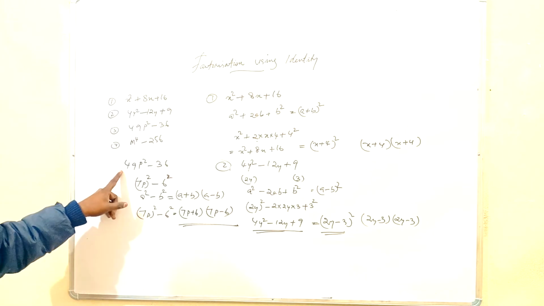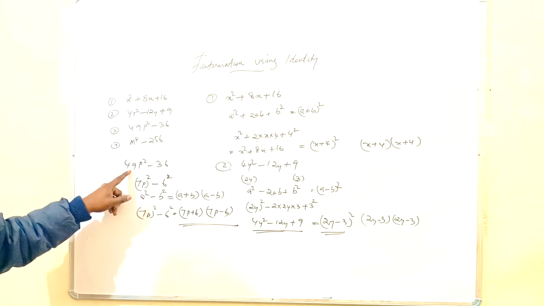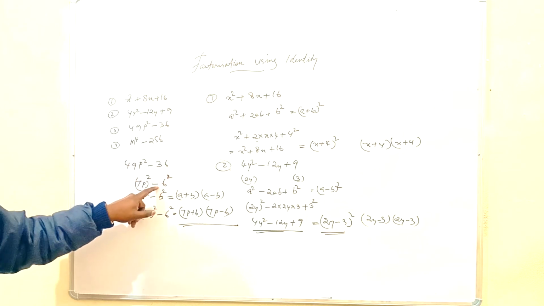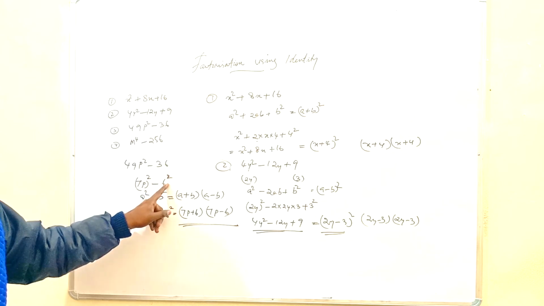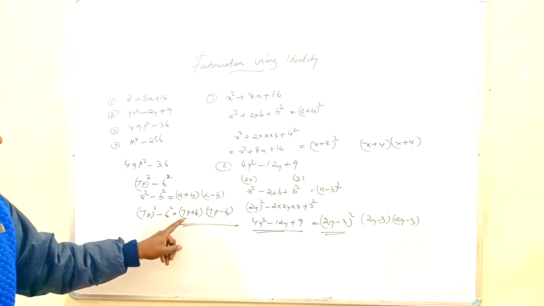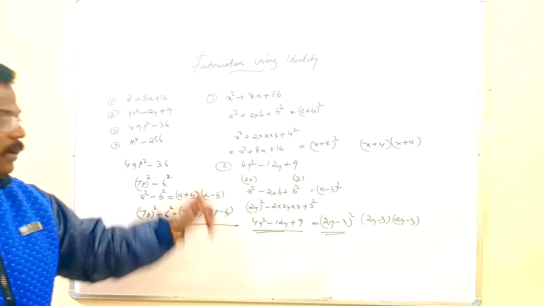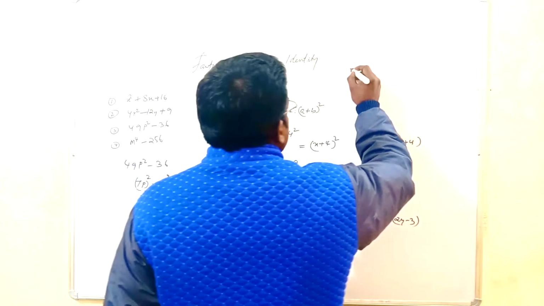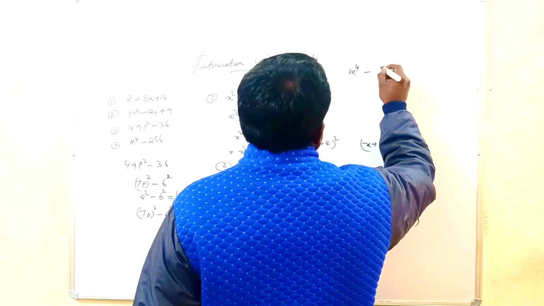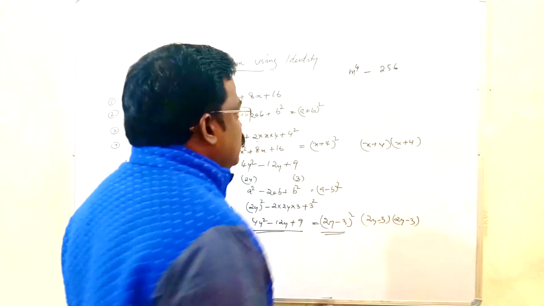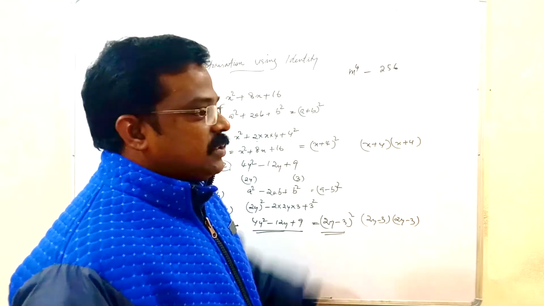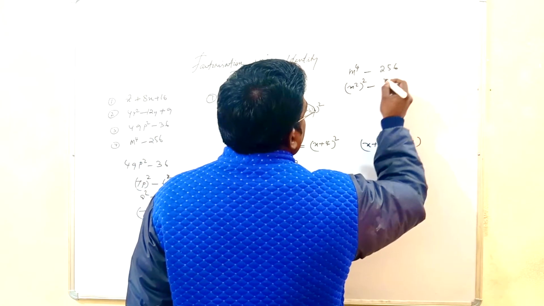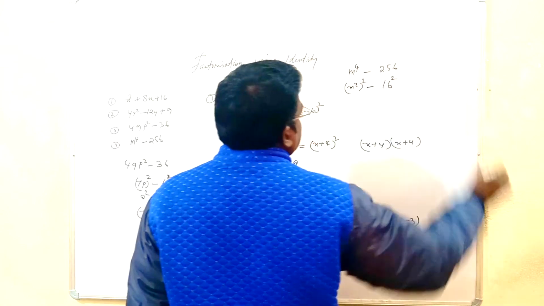So both are squares: 49 is 7 into 7, so 7p, and 6 into 6 is 36. 7p all square minus 6 square is a square minus b square, which is a plus b into a minus b, 7p plus 6 into 7p minus 6. Okay, then the last question, m raised to 4 minus 256. How can we write this as a square? m square whole square minus 256, which is 16 square.